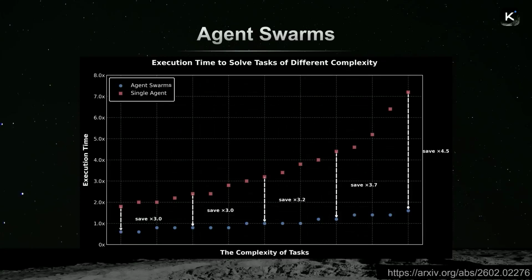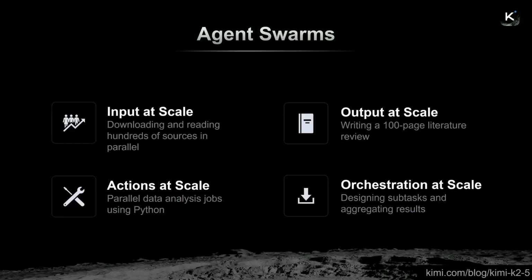And this means that we can scale this agent swarm paradigm to, for example, 100 or maybe even 1,000 sub-agents, and you can accomplish a complex task within a period of time that is tolerable for producing real economic value.